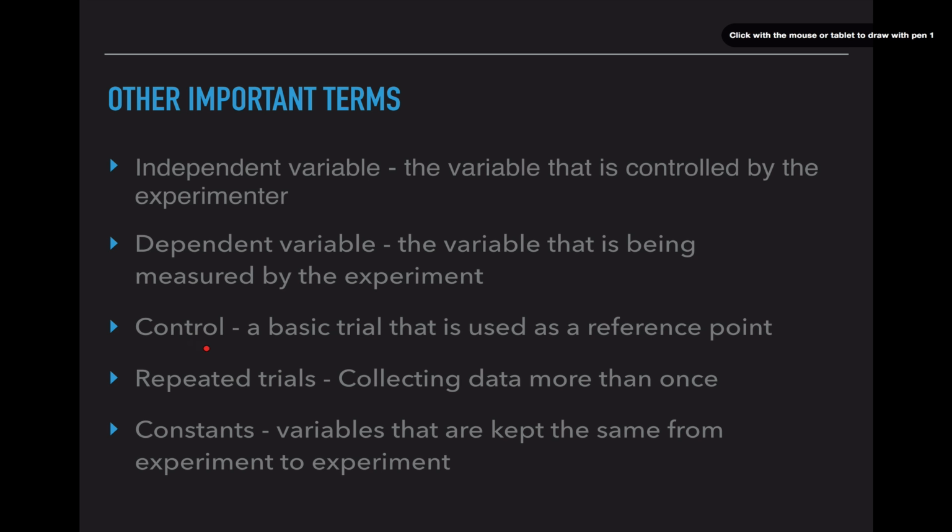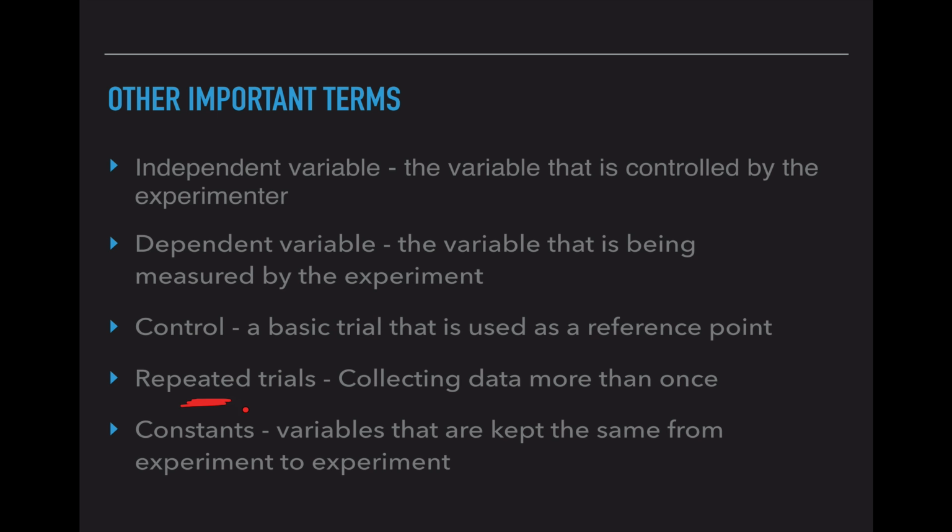And then the last one, we're going to go back up here to repeated trials. Essentially, you're just collecting data more than once. Now we're going to pretend that we do repeated trials, and what we're going to do instead is possibly share data throughout the class. Because if we have 8 groups doing the same experiment, technically that's the same thing as doing the experiment 8 times with one group. So instead of repeating the trials ourselves due to time constraints, we are actually going to share data within the class. Okay, so these are the other important terms that I want you to know.